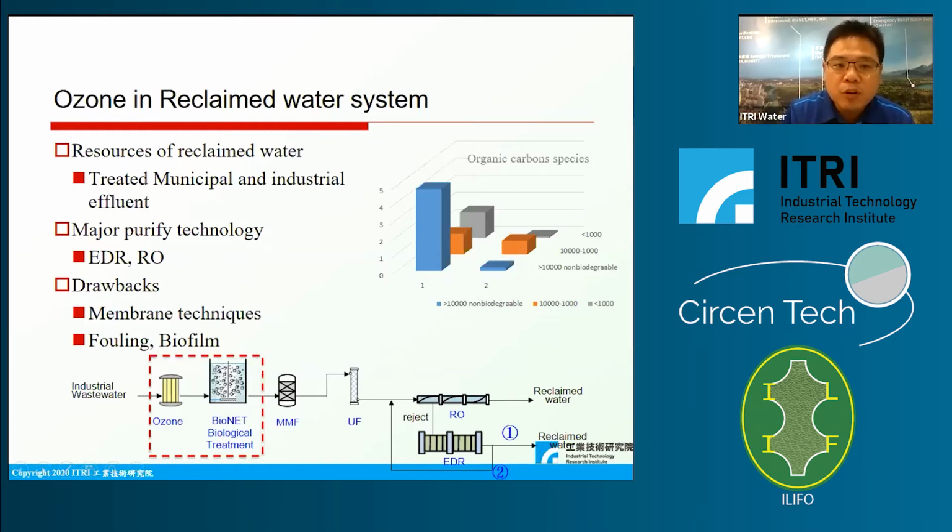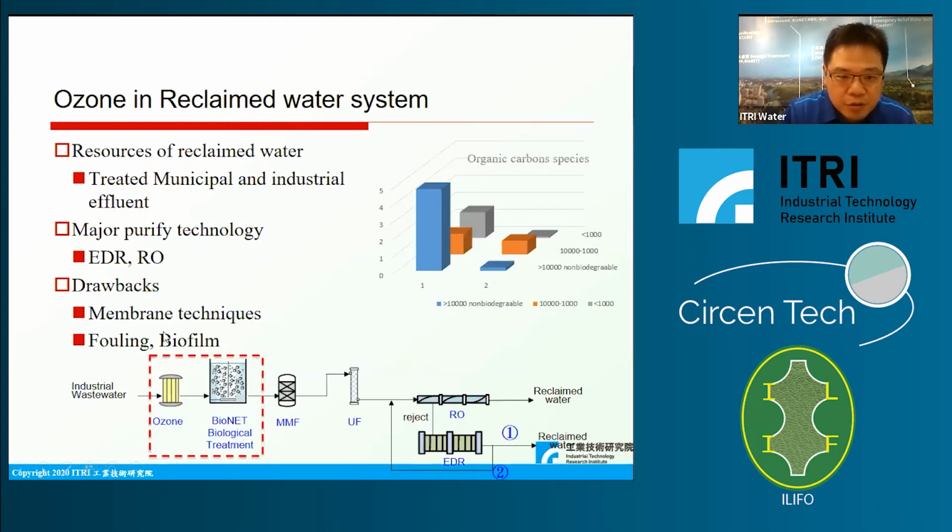So if we use recycling of the industrial effluent, we will face the fact that the major purification technology is EDR. This kind of huge molecule will cause serious membrane fouling or biofouling.